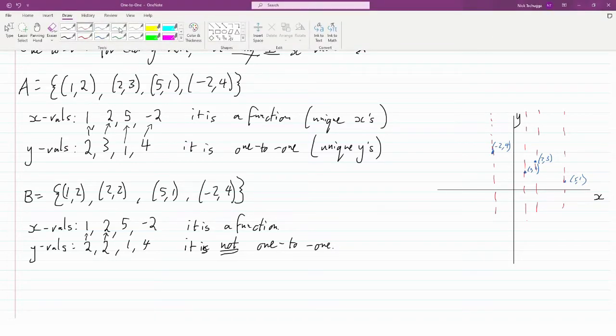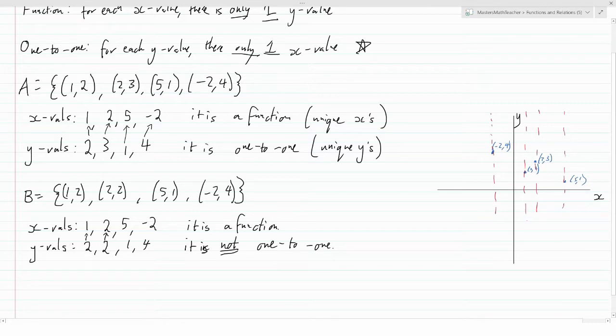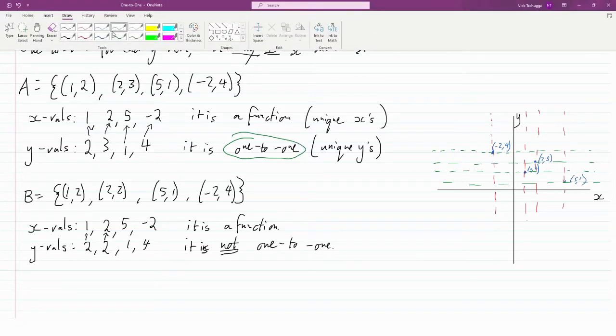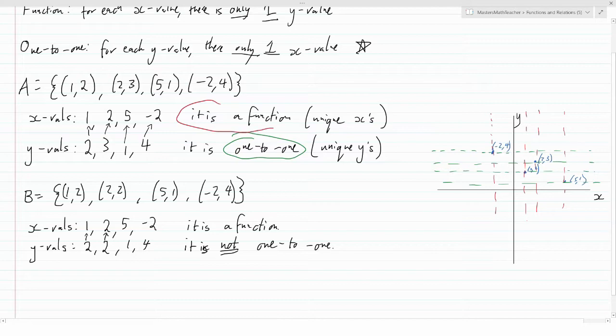You might be able to guess, but to find out whether or not it's one-to-one, we actually get to do the exact opposite. We get to do a horizontal line test. If we pass through only one point in our horizontal line, then it is one-to-one. And sure enough, this is one-to-one. So I'm going to make this green for one-to-one and red for a function.